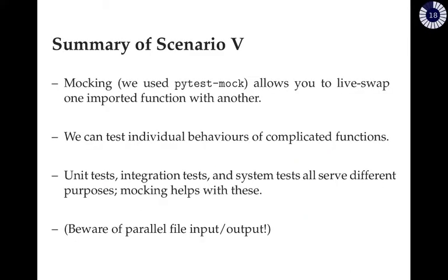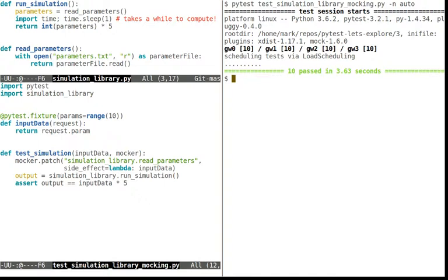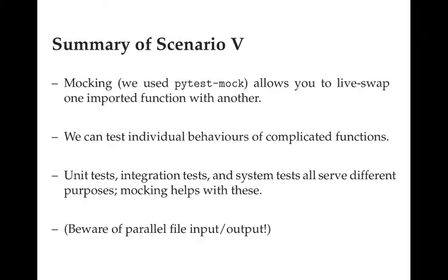So to summarize, mocking allows you to kind of hot swap one function with another. It doesn't matter where that function is, we hot swap it. The interesting thing about this example that we've just covered is simulation library.py hasn't changed at all. It's the same file that's being called by both tests. So mocking is a way of changing the behavior of something else in order to test something specific. We can test individual behaviors of complicated functions.